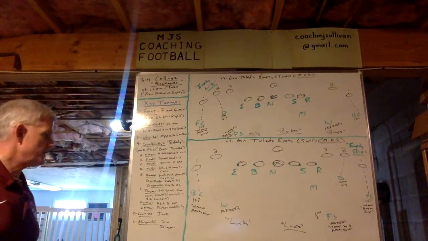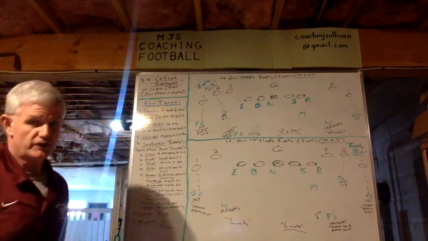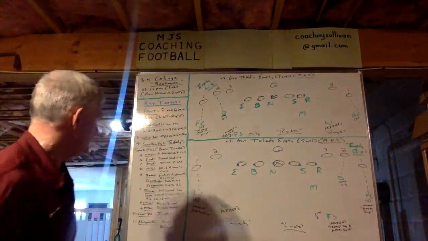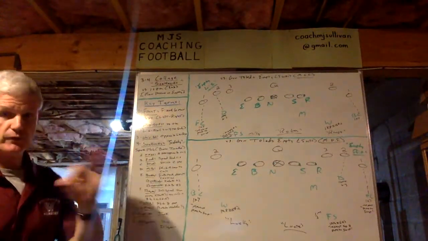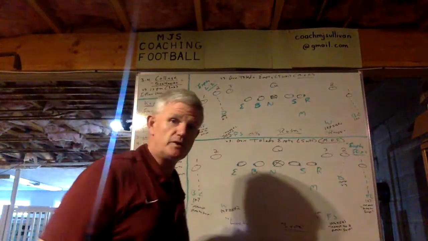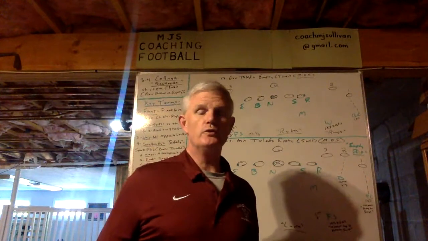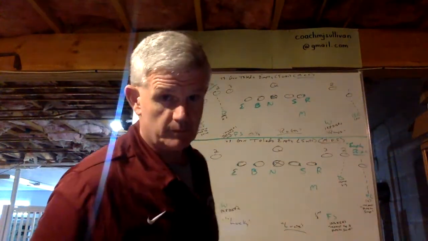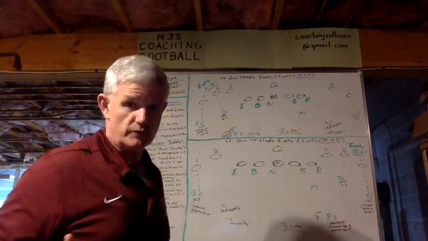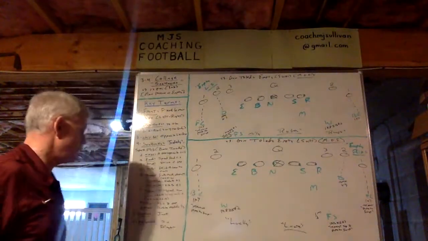Letter F, the rover, okay, he's going to sell the speed rush, and then he's going to cover either number 3 if he's opposite the call, or number 2 if he's on the side of the call. Okay, either way, it's the nearest receiver to him. You'll see how that plays out.